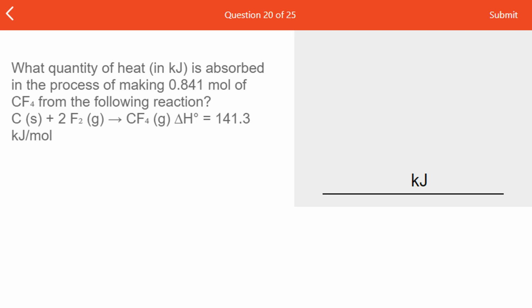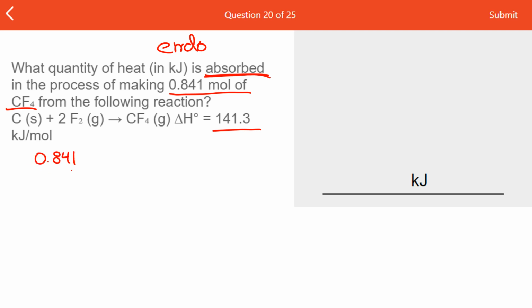What quantity of heat in kilojoules is absorbed in the process of making 0.841 mole of CF4? So the key word here, I'm absorbing heat. So when I see that word absorbing heat, what does that tell me? Is it endo or exothermic? It's endo. All right. And that should make sense because what do you notice about our delta H this time? It's positive.